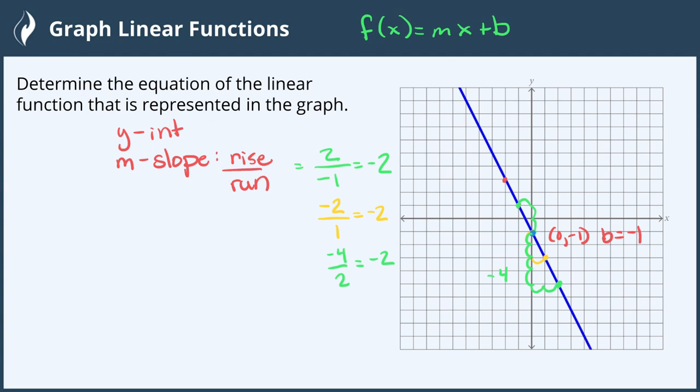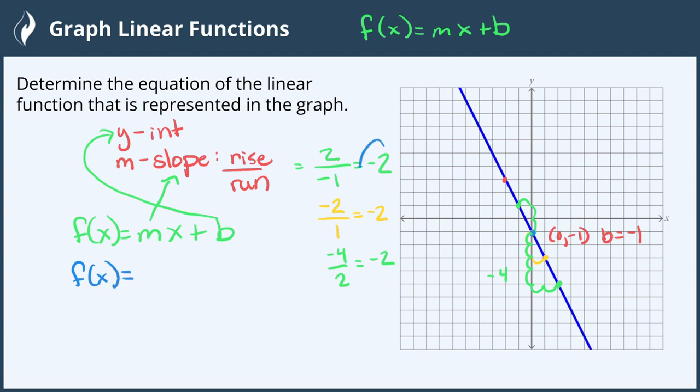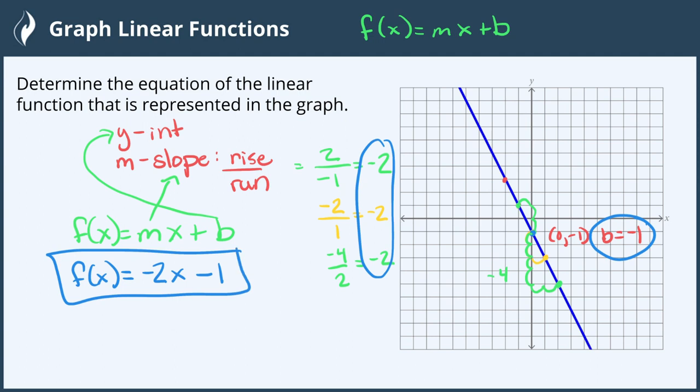So we have an equation. f of x is our basic equation, mx plus b. M is our slope, and b is the y-intercept, or the initial value, and we found both of those. So our equation is f of x equals our slope we found is -2, so we have -2x, and the b was the initial, or the y-intercept, which went through at -1, so it's -2x minus 1, and that's our equation, and we're all done.